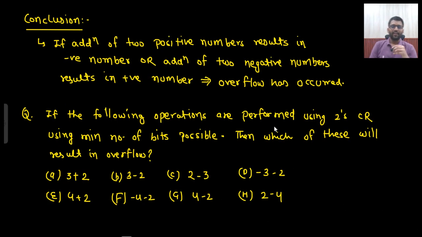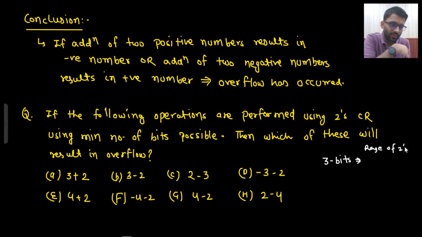Now let's see a question. If the following operations are performed using 2's complement representation using minimum number of bits possible, then which of them will result in overflow? 3 plus 2 is 5. Look, 3 can be represented in 3 bits. Using 3 bits, what will be the range of 2's complement?